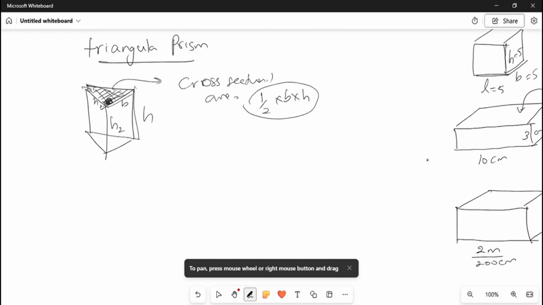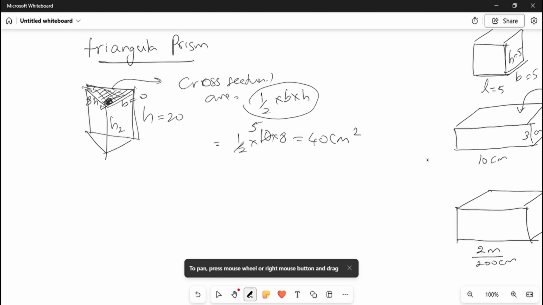Therefore, suppose the base is say 10 centimeter, height is 8 centimeter, and this height is 20 centimeter. Half into base is 10, height is 8. So this is the area, cross-sectional area, 40 centimeter squared.